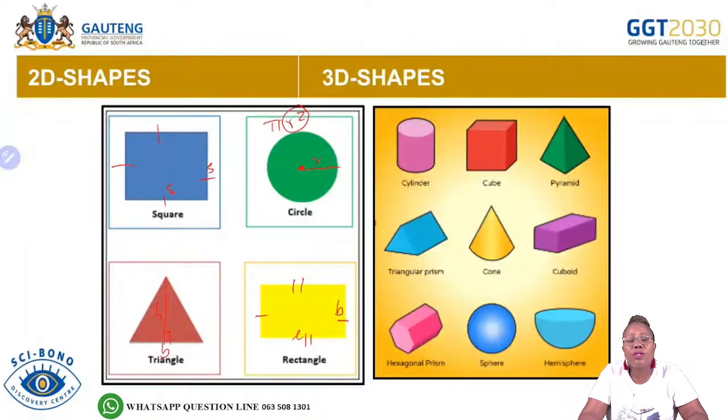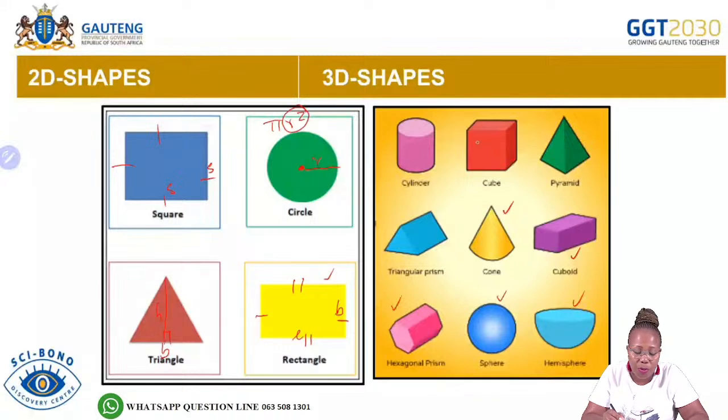And then when you talk about three-dimensional shapes, you have a cylinder, a cube, a pyramid, a triangular prism, a cone, a cuboid. A cuboid is a rectangular prism. It comes from a rectangle, therefore we call it a cuboid. Sometimes they call it a rectangular prism. And then we have a hexagonal prism, we have a sphere, we have a hemisphere. Those are the examples of three-dimensional shapes.